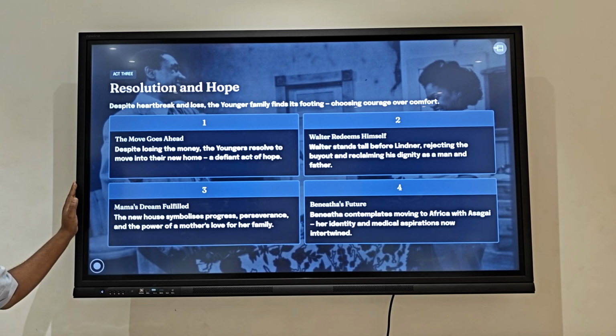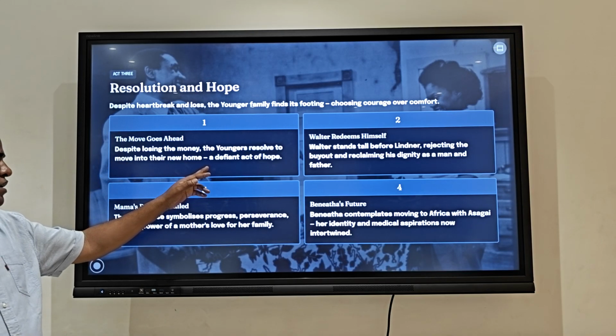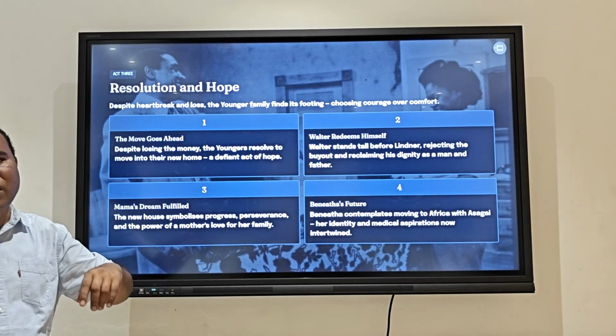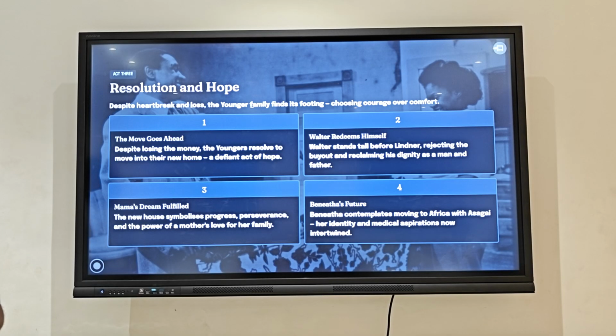Milton in Paradise Lost says that famous line, it is better to reign in hell than to serve in paradise. And so they gather the courage and they want to go ahead. The move goes ahead despite losing the money. The Youngers resolve to move into their new home, a defiant act of hope. Now the money is gone.